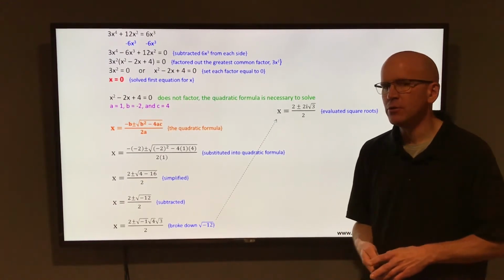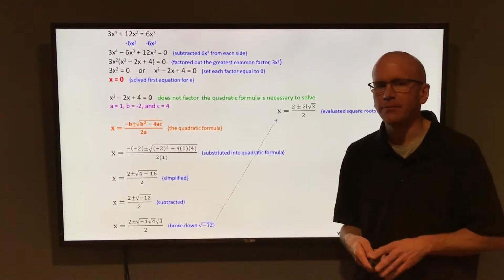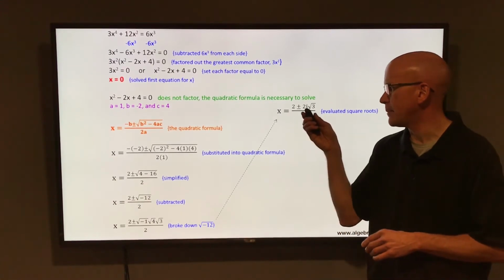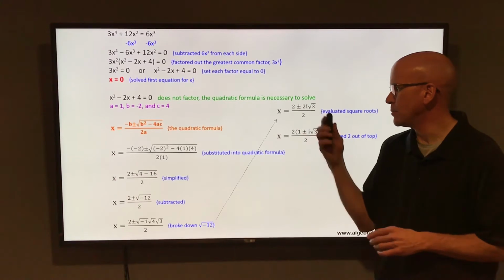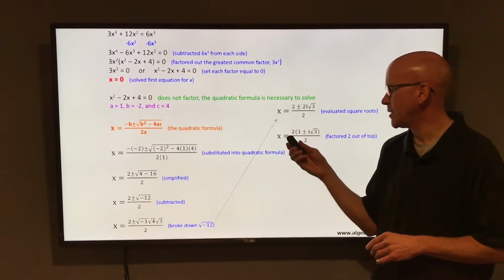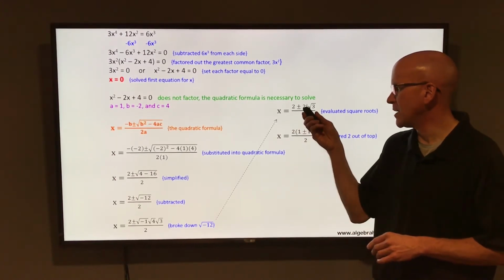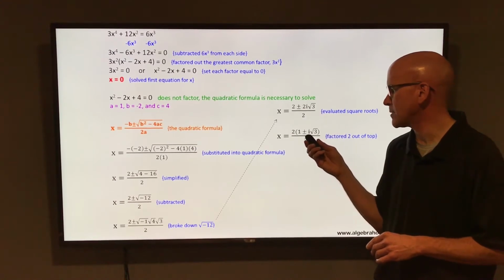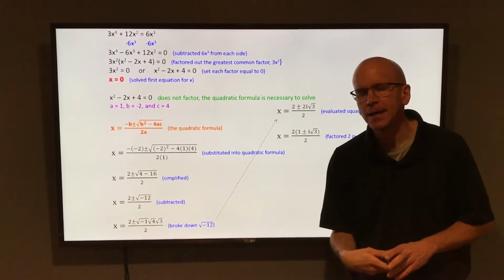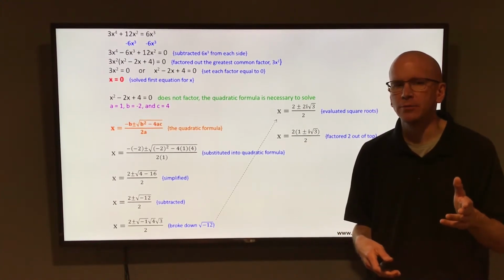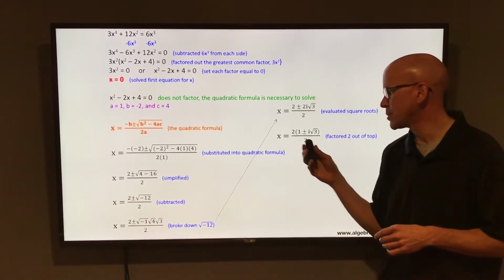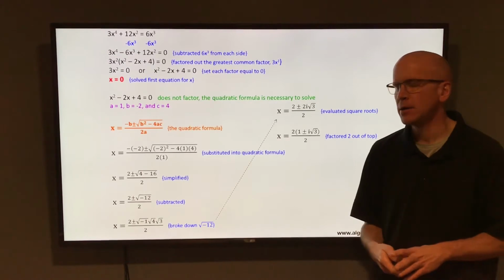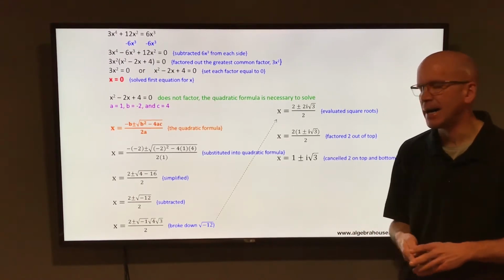Now if you look at that numerator, look for a common factor that you can factor out of it. 2 is a common factor in that numerator, so you can factor a 2 out. Divide each term in that numerator by 2. So if you divide 2 by 2, that is 1. Divide 2i square root of 3 by 2, and that is going to be i times the square root of 3. The reason you factor that 2 out of the numerator is so that you can cancel with the 2 in the denominator. So now those 2's will cancel, and you end up with x equals 1 plus or minus i square root of 3.